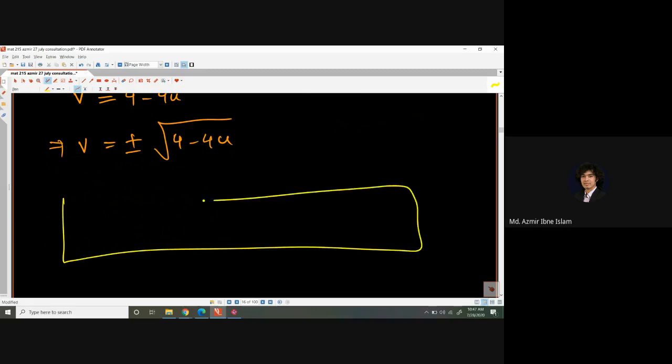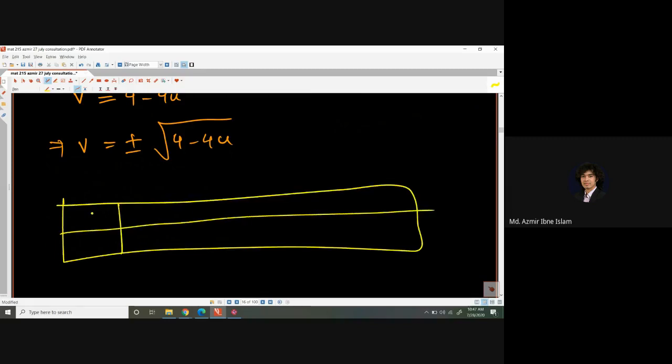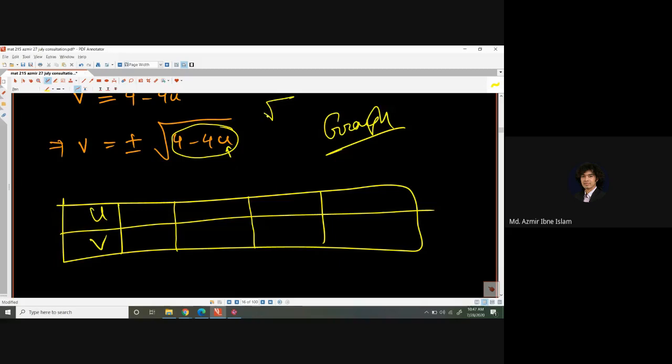What is the input this time? Input is u and output is v. We want to draw the graph of this function. So we can input any values. Remember, there is a restriction here. Square root of -1 will be i. We are not going into details in that part, but let's think simply.